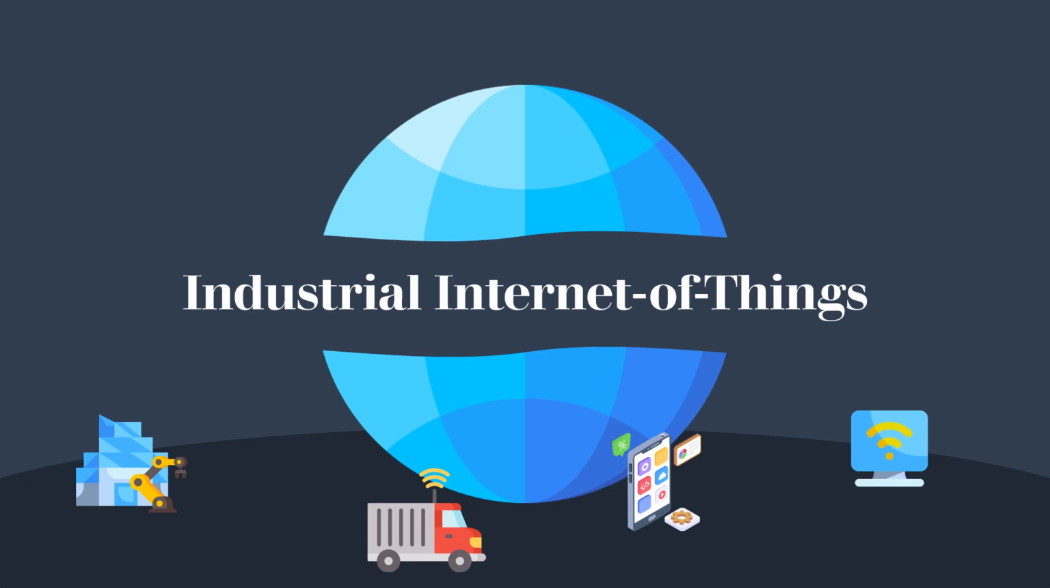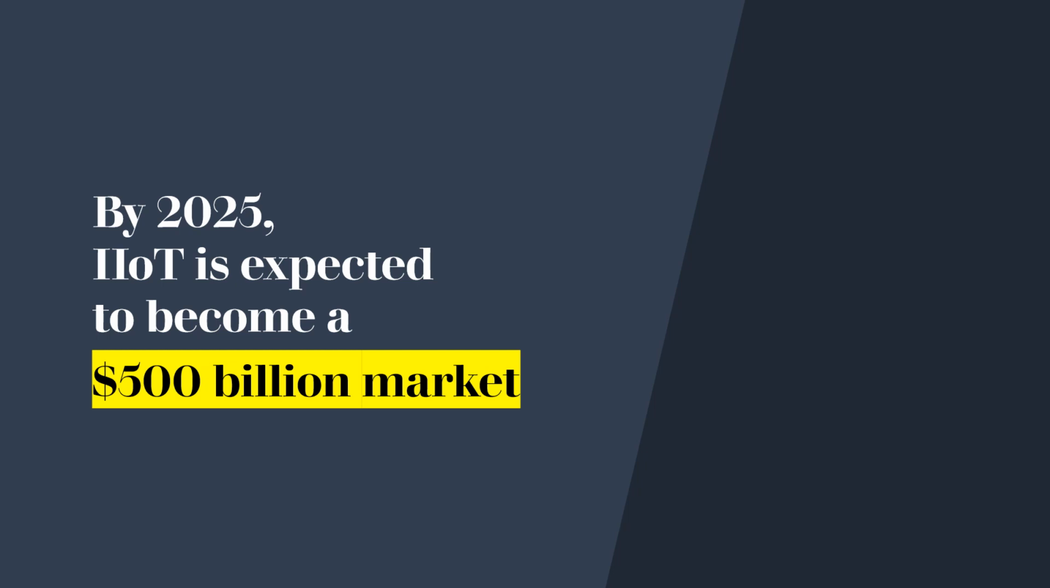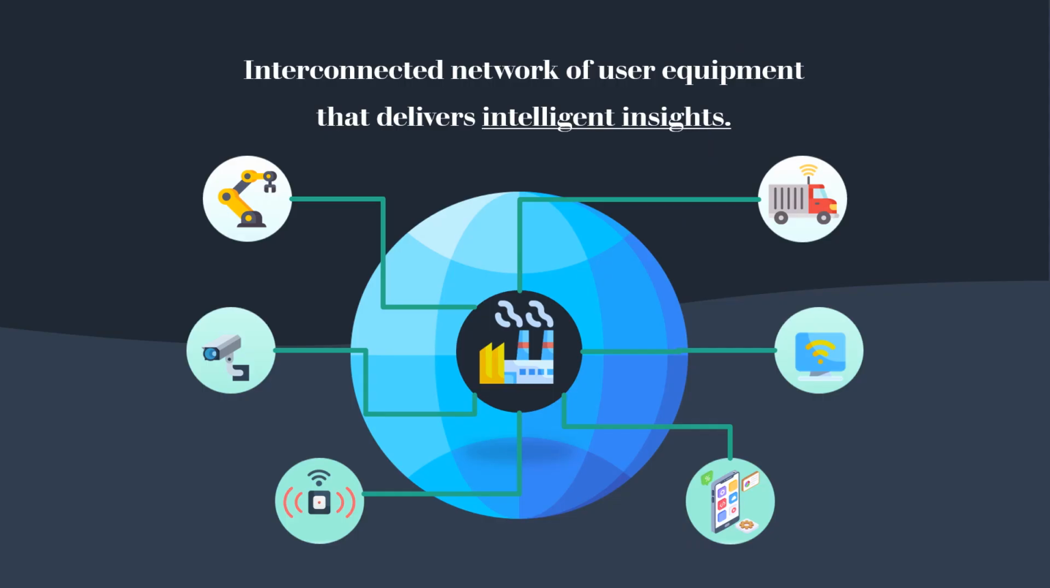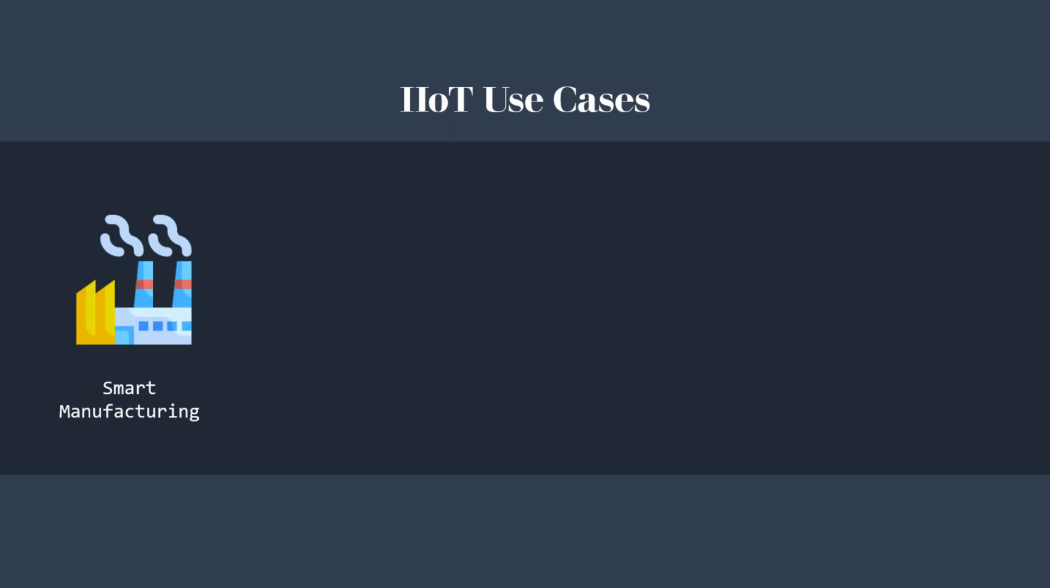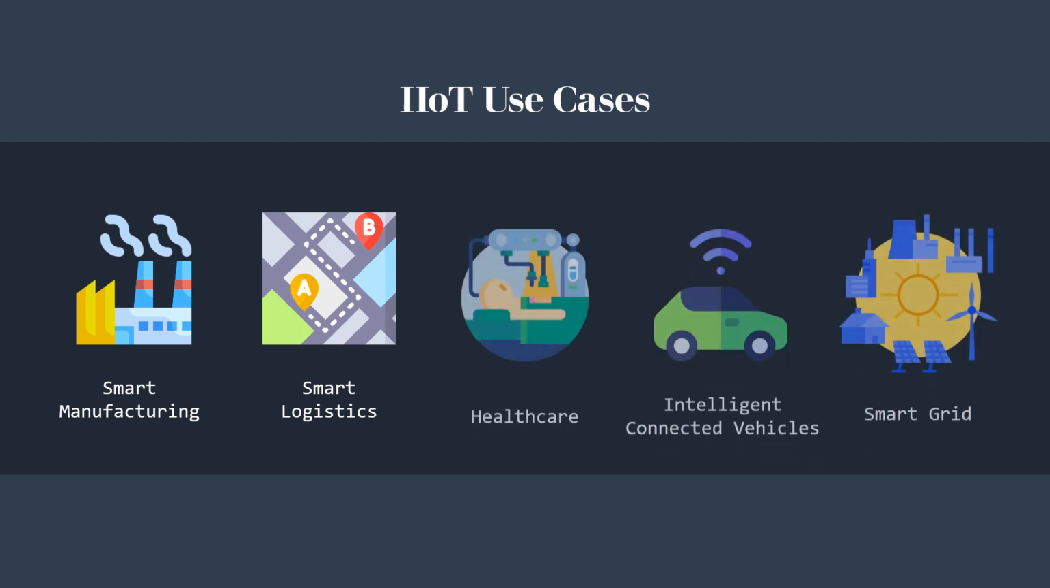The Industrial Internet of Things, or IIoT in short, has become the main driver of productivity for today's industrial operations. By 2025, IIoT is expected to become a $500 billion market. So what is IIoT and why the huge spending on it? IIoT is essentially an interconnected network of devices that delivers intelligent insights. These insights can help reduce downtime in smart factories, adjust transportation routes in logistics, and many more.